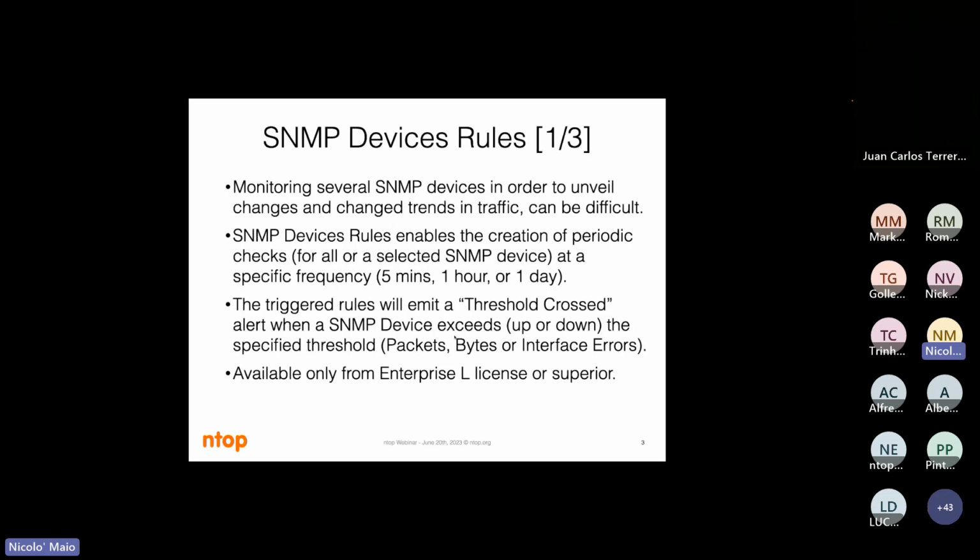Starting from the SNMP devices rules: monitoring several SNMP devices in order to unveil changes and changing trends in traffic can be difficult. So SNMP devices rules enable the creation of periodic checks for all or selected SNMP devices at a specific frequency: 5 minutes, 1 hour, or 1 day. The triggered rules will emit a threshold crossed alert when an SNMP device exceeds up or down the specified threshold in packets, bytes, or interface errors.